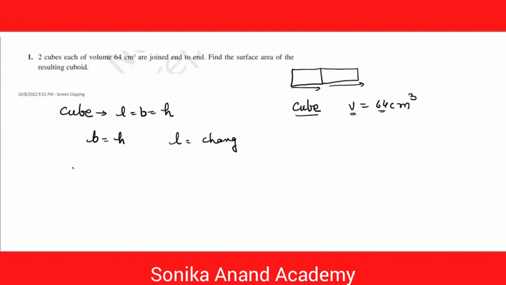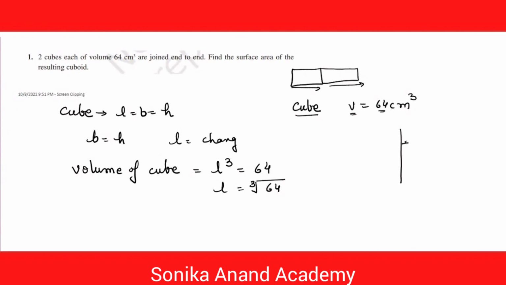So we use the formula for the volume of the cube, which is equal to L cube, which is equal to 64. That means we have to find the cube root of 64 for L. So we go for prime factorization of 64 and we get 4. Value of L is equal to 4 centimeter.